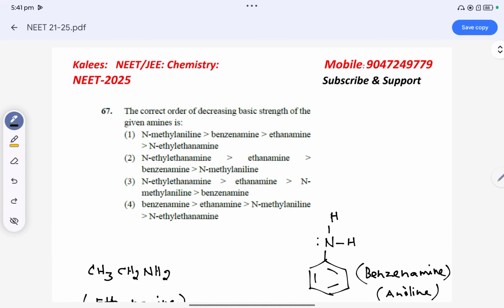In this session, we are going to discuss solving the remaining NEET 2025 problems.